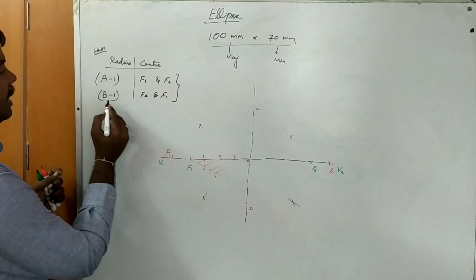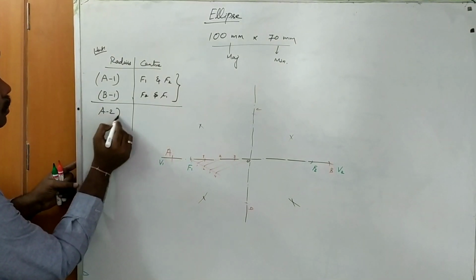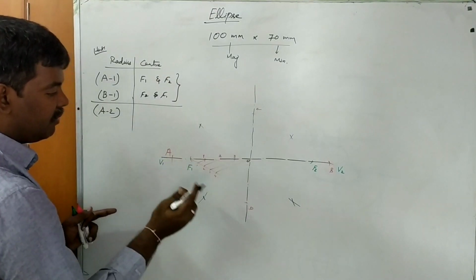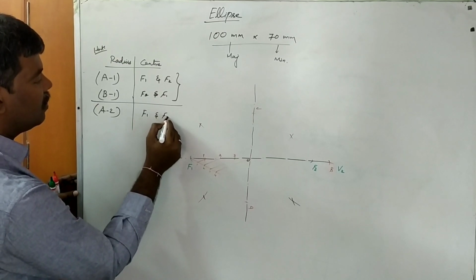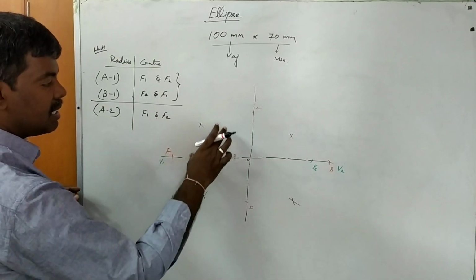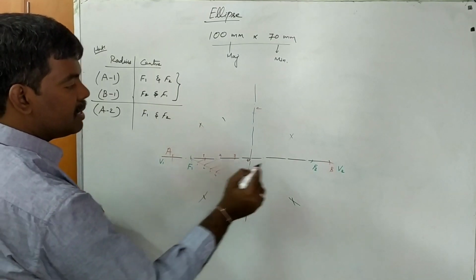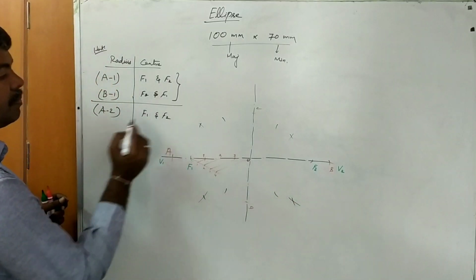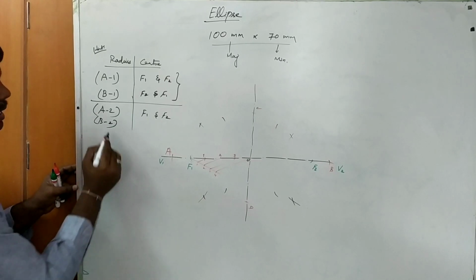Clear? Next, second pair, A to 2. A to 2 as a radius, F1 and F2. A to 2 as a radius, F1 as a center, intersect arc on that. Here, same F2 as a center, intersect arc on that. Here. Next, B to 2. It is another pair.